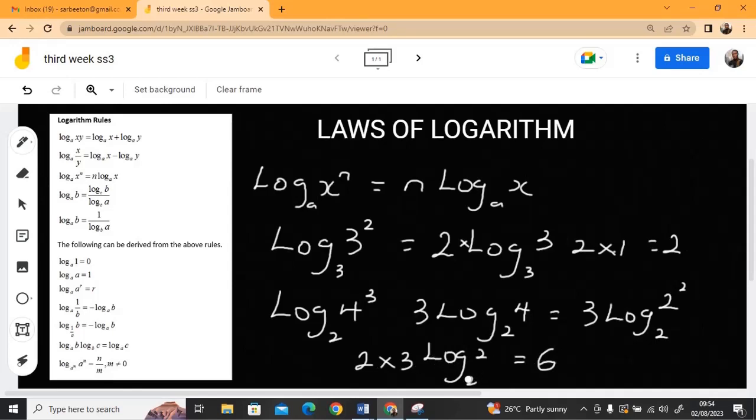And I told you that log base 2 of 2, anytime you have the base and the argument the same, it should be 1. So this will be times 1, which means your answer is 6. So that is what that one is. Let's move on to the next one and look at it together.